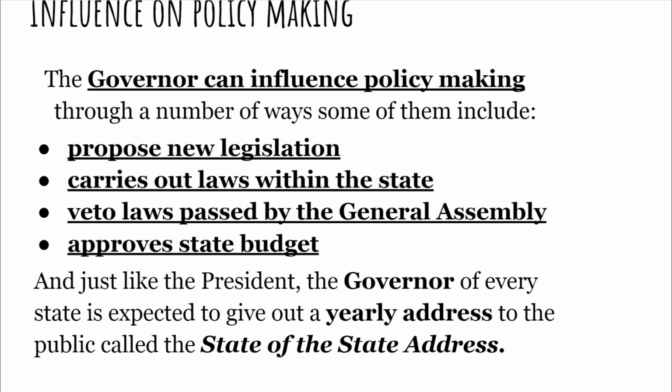The governor can also influence public policy in several different ways. They can propose new legislation, carry out laws within the state specifically, veto laws passed by the General Assembly, so again, the veto power, and they approve the state budget. Just like the president, the governor of every state is expected to give a yearly address to the public, and in Virginia, we call it the State of the State Address. So, what is happening in the state that the people need to know? The term is a 4-year term.